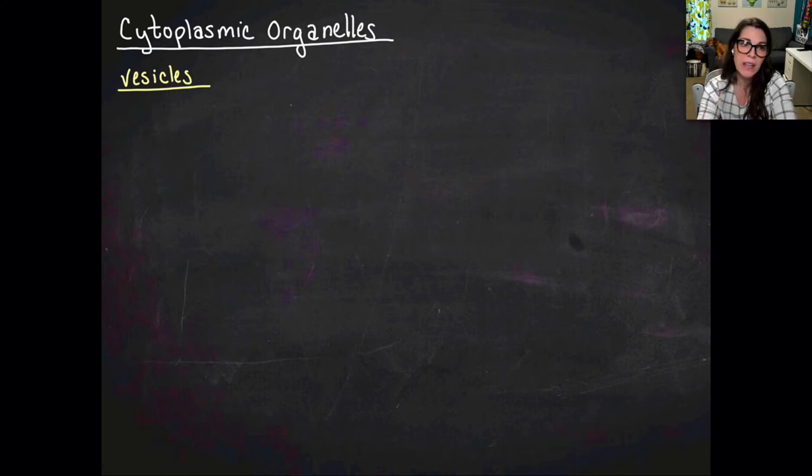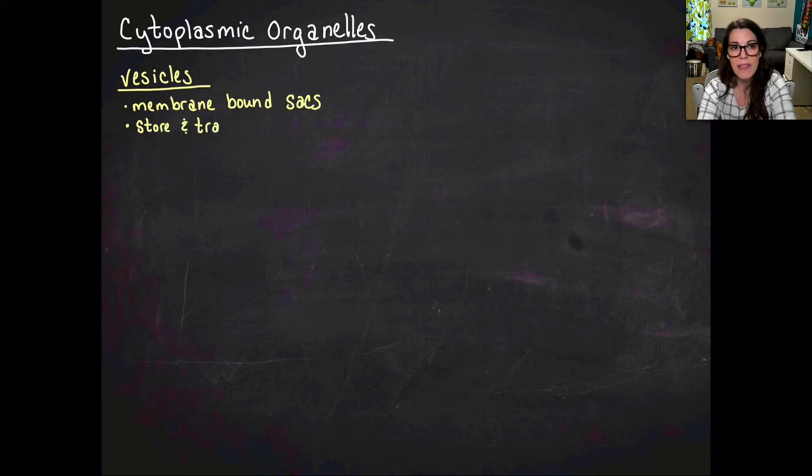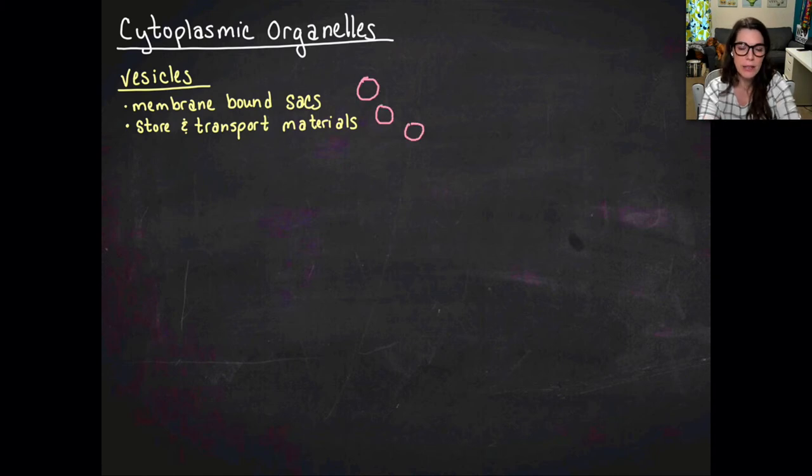So vesicles are membrane sacs. And they store and transport materials through the cell. That's basically it. So they could be like bringing stuff into the cell and transporting stuff through the cell, or you could be like sending things from the endoplasmic reticulum to the Golgi and then out of the cell through exocytosis. So just little circles of phospholipid filled with stuff that you need to move.